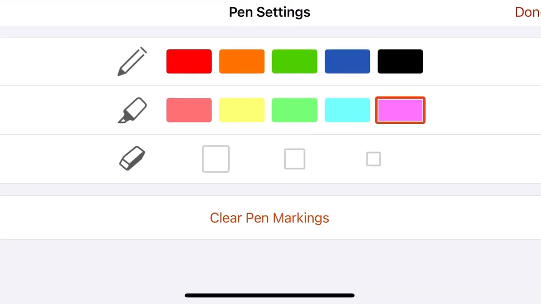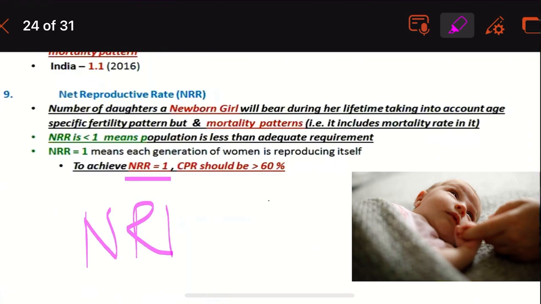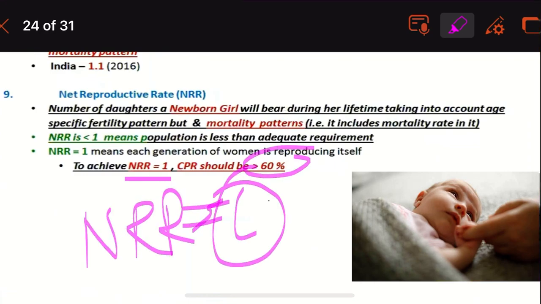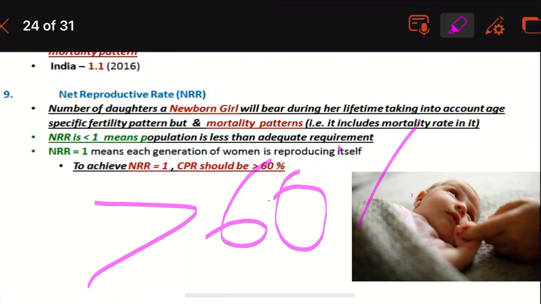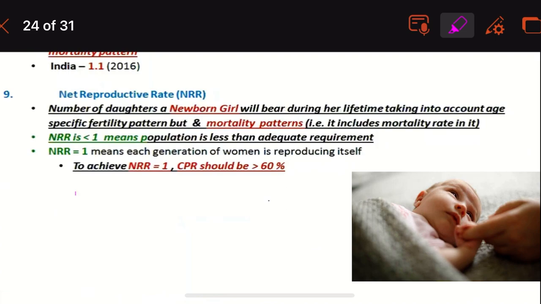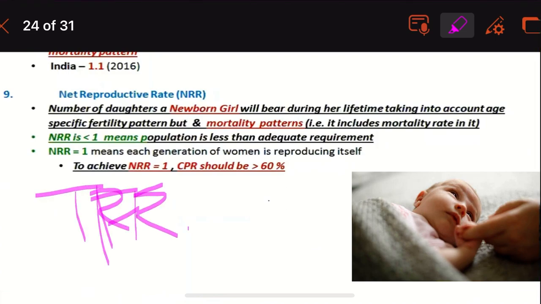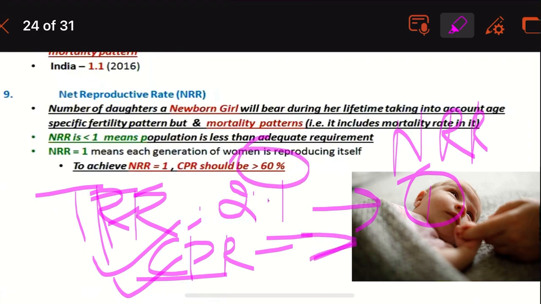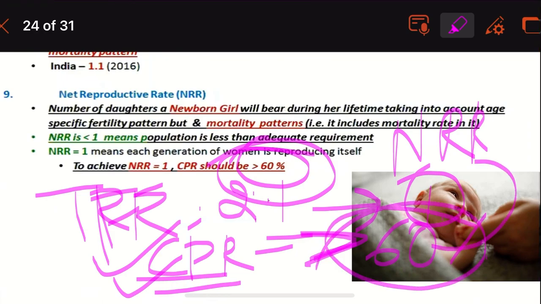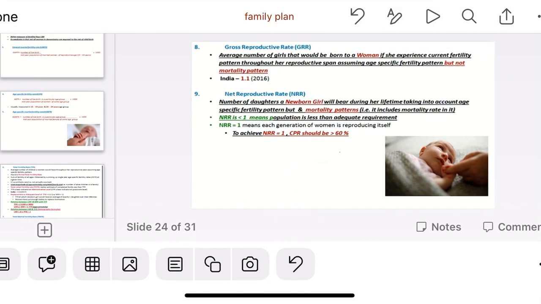To achieve the net reproductive rate of 1, we know that the couple protection rate, how much should it be, guys? It should be less than 60%. By now you're very thorough with this. Total fertility rate 2.1. So in order to achieve the net reproductive rate of 1, we want the couples to use protection. It is more than 60%. The couple protection rate should be more than 60%. I'm extremely sorry. The couple protection rate should be more than 60% to achieve a net reproductive rate of 1. So I guess this is clear.